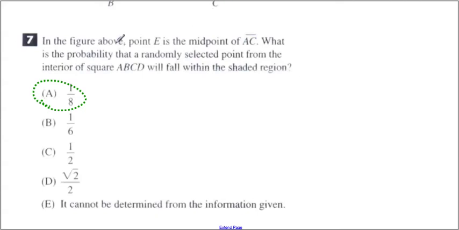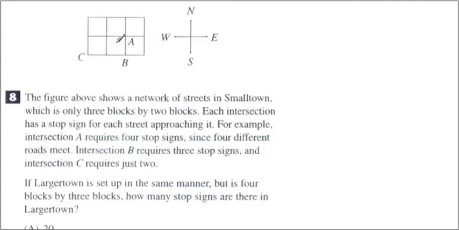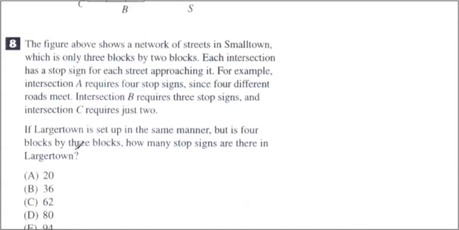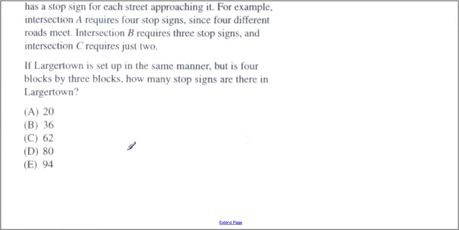Alright, let's move on to the next question. Number 8. Here, we're looking for the stop signs. For example, according to the reading, in the middle we will be needing 4 stop signs. Here we will be needing 3 because 3 lines are coming together. Here we have 2. Now, the larger town is set up in the same manner, but has 4 blocks by 3 blocks. Now, 4 blocks by 3 blocks, then what's going to be happening?